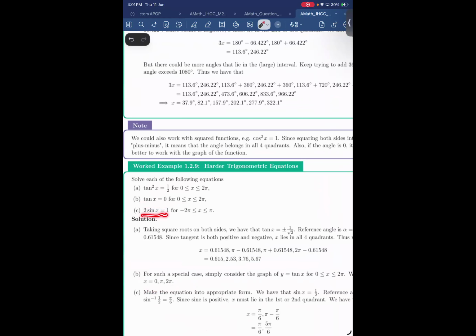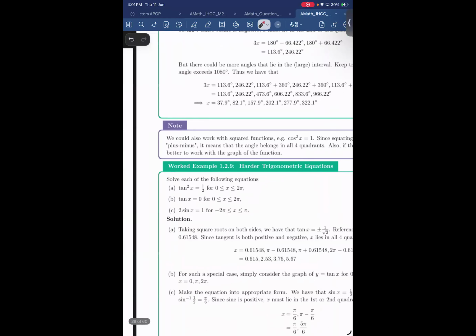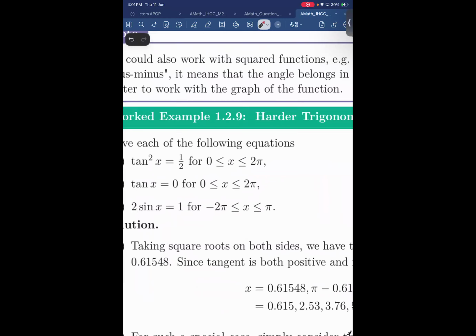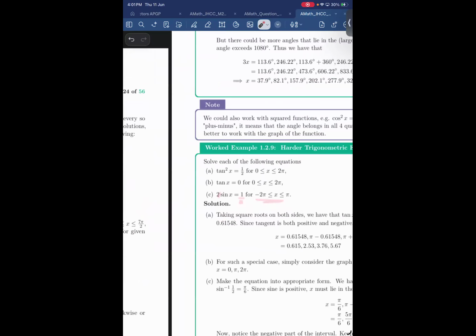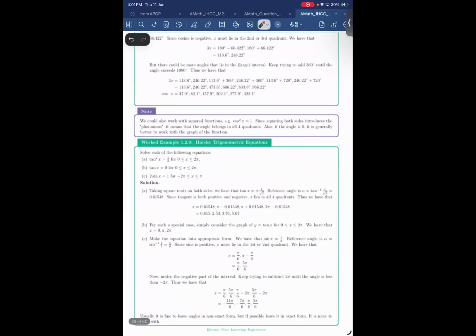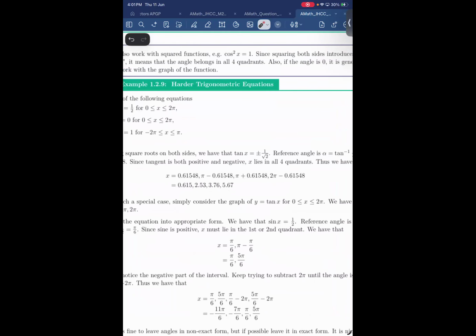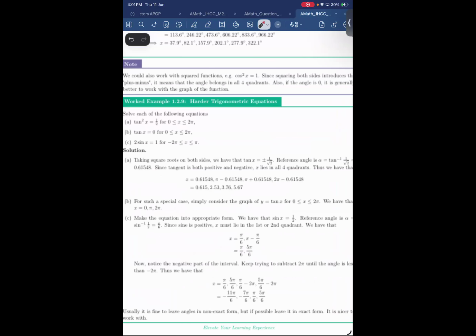Then for part C, it is also an easy question, but just notice that it's not in the form where your trigo function equals some constant. Here you need to divide by 2, so it's sine x equal to half. You're solving from minus 2 pi to pi. The reference angle is pi over 6, and positive means first and second quadrant, so you get two values. But notice that you have minus pi in the interval, so you can try rotating clockwise. Go clockwise one time, and you'll see that there are two more answers that you need to accept.